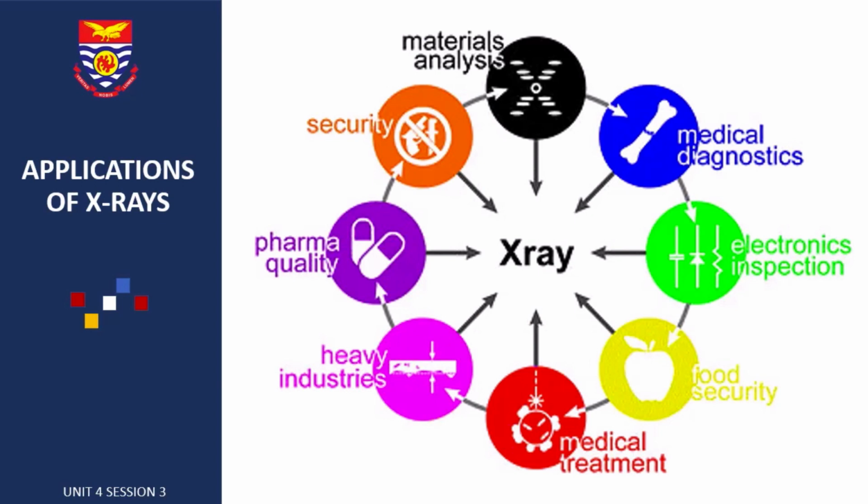Hard X-rays are normally used in airports so that they can be used to do what? For security checks. And soft X-rays are mostly used for medical purposes. X-rays can also be used in heavy industries, medical treatment, even in food analysis, in electronics inspection, in pharmaceutical companies, and others.